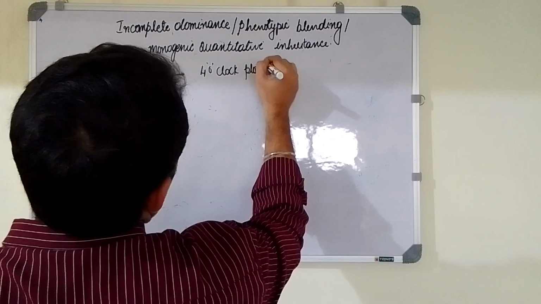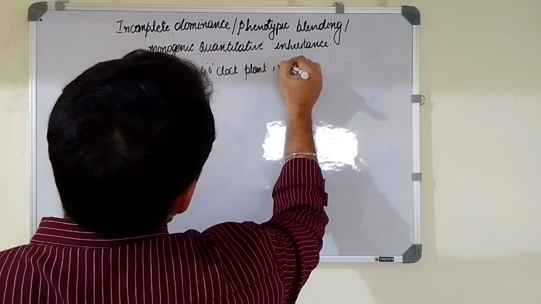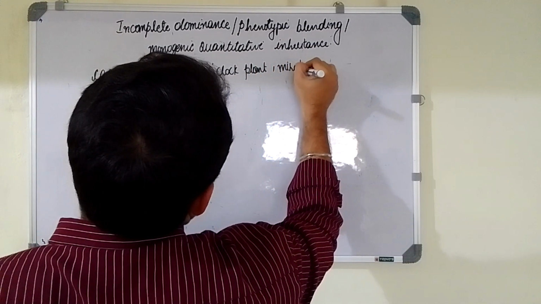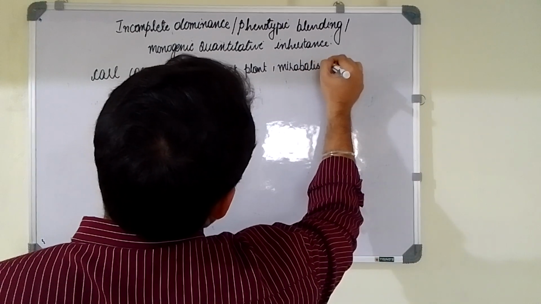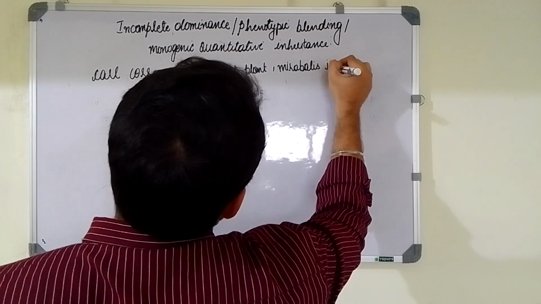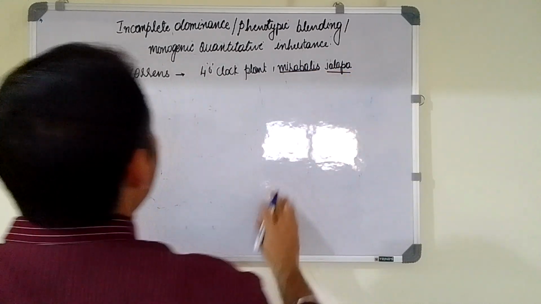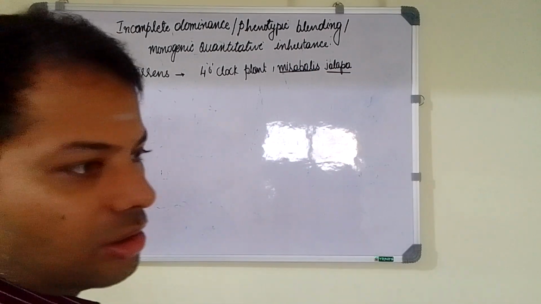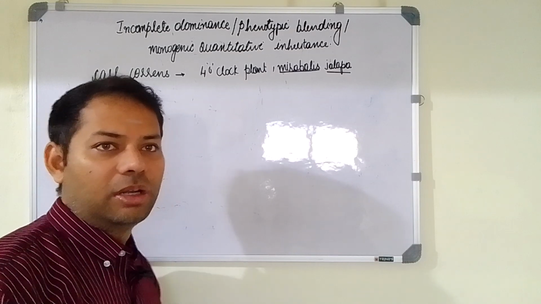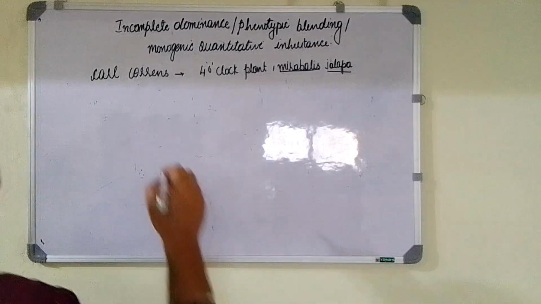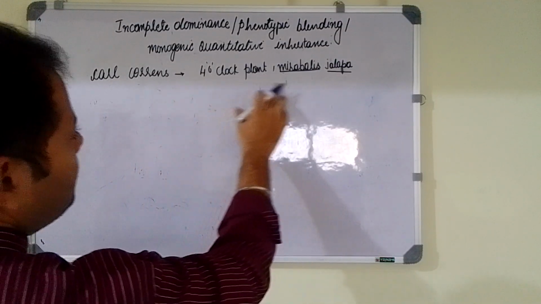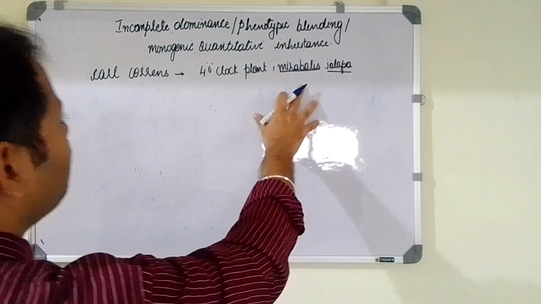and the scientific name of this 4 o'clock plant is Mirabilis jalapa. In Mirabilis jalapa, Carl Correns studied and identified this incomplete dominance. So this is one example, and it is a very common example.